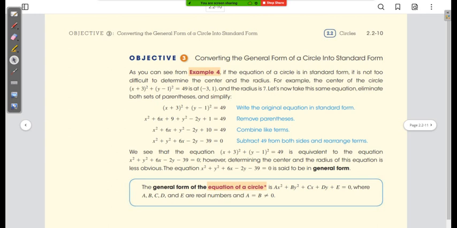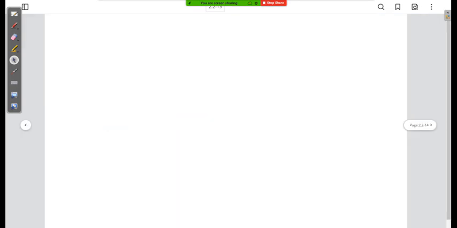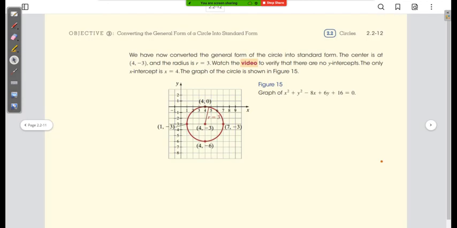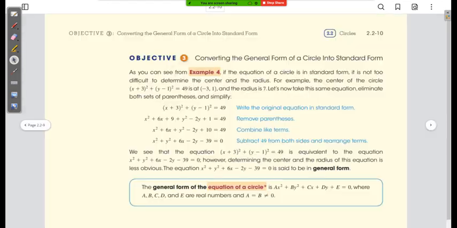Okay, now bad things are about to happen. Let me see. This is where I'm probably about to lose you, because nobody likes to complete the square. One second.